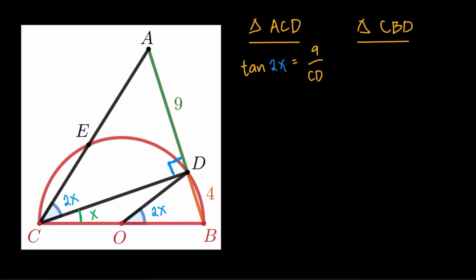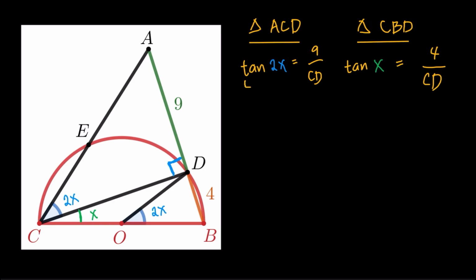That's going to be 9 divided by CD. And in triangle CBD, I want to involve CD, and there's this given of 4, so I guess the tangent as well. So the tangent of x in triangle CBD, I can write as 4 over CD. Now, this is technically a system of equations in two variables, CD and tangent x.